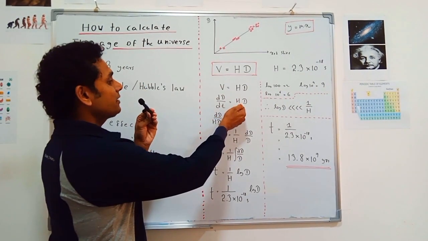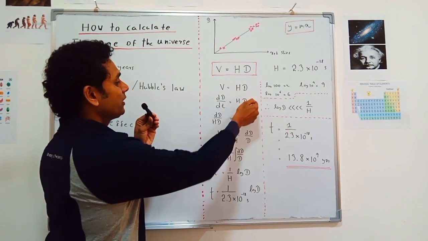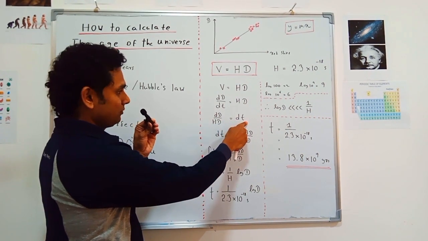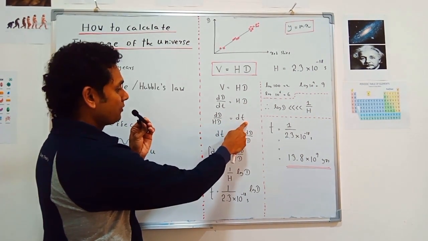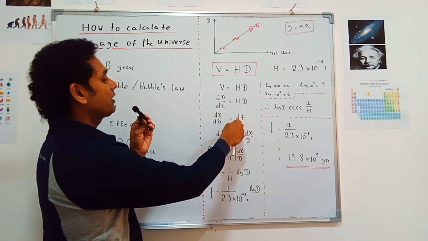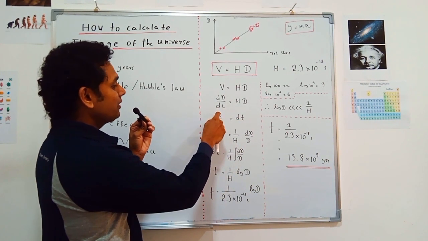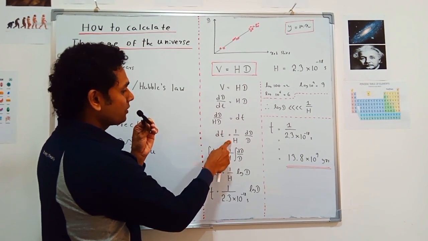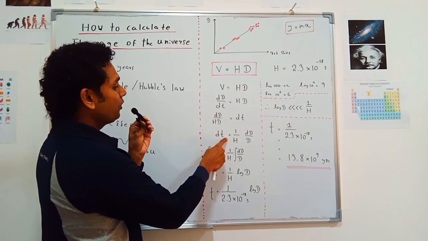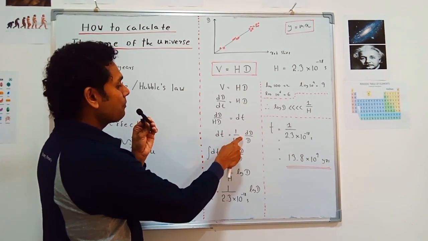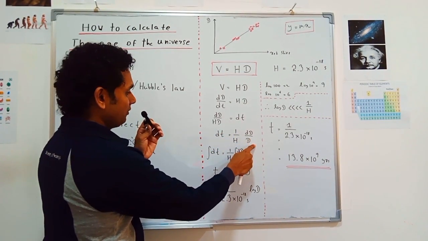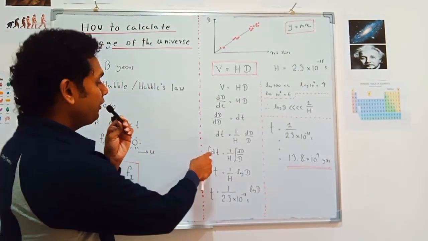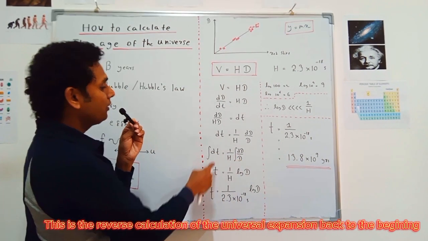Now we can do it like this. We can take this term to here and this term to here, so that dD divided by Hd is equal to dt. Now dt can be taken to this side, and 1 by H can be kept as a constant. So dt will be equal to 1 divided by H multiplied by dD divided by d. Now we have to integrate this equation. Integrate both sides. What will happen?